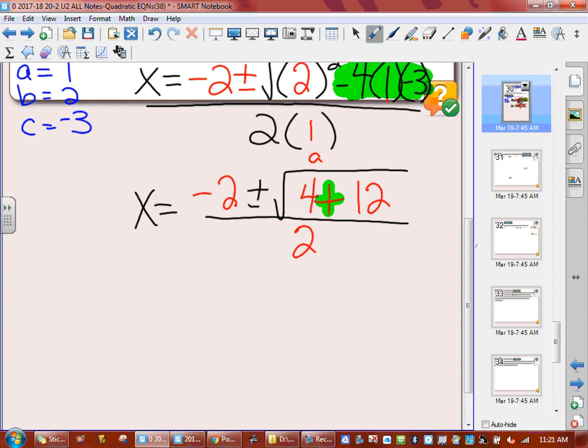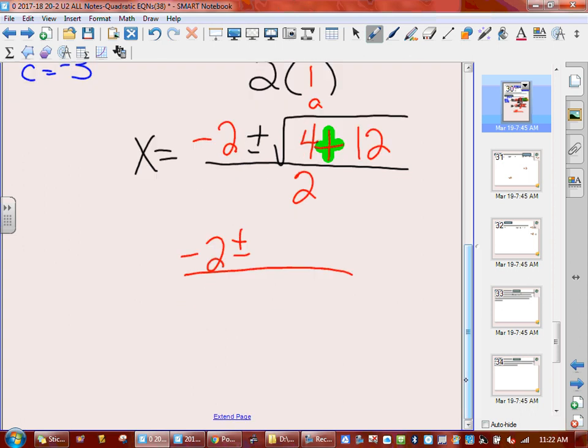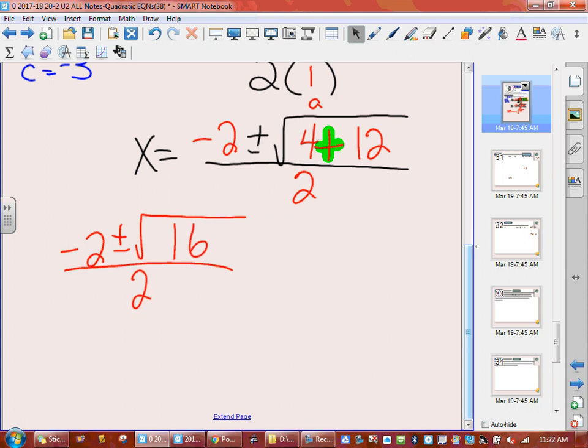Now we're going to solve again under the root sign. So we have negative 2 plus and minus root 16 all over 2. So now we can solve root 16. Okay, we're going to solve all of this. Okay? So we know what root 16 is. He's a perfect square. Please write this stuff down. It's not going to match with your other page. Write it down.